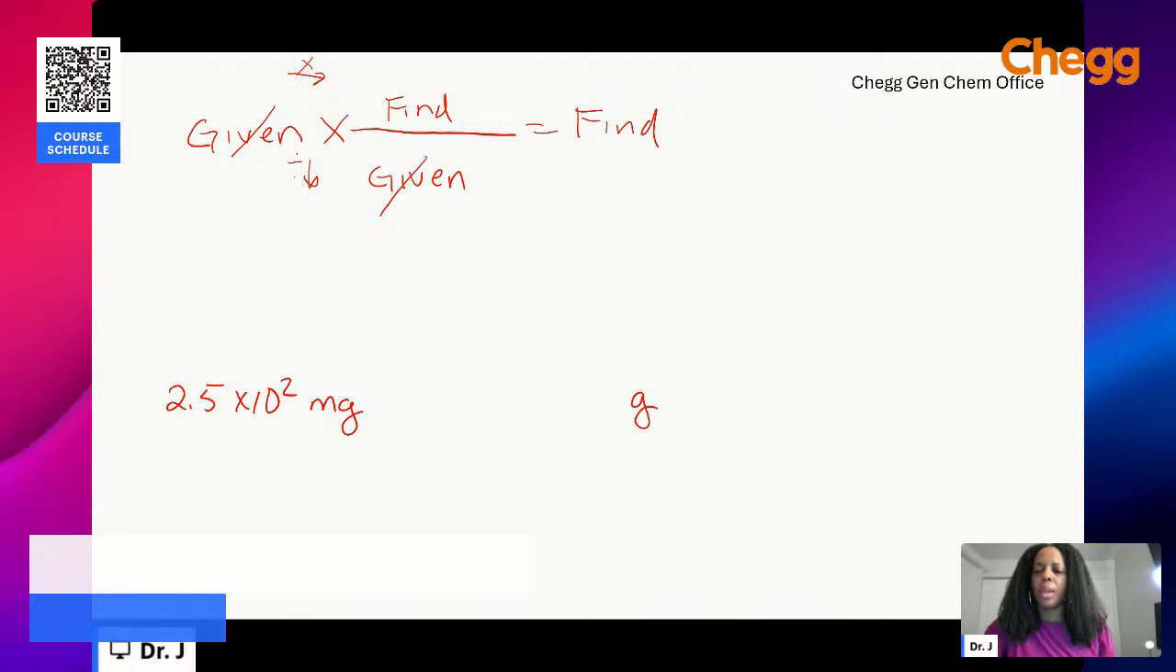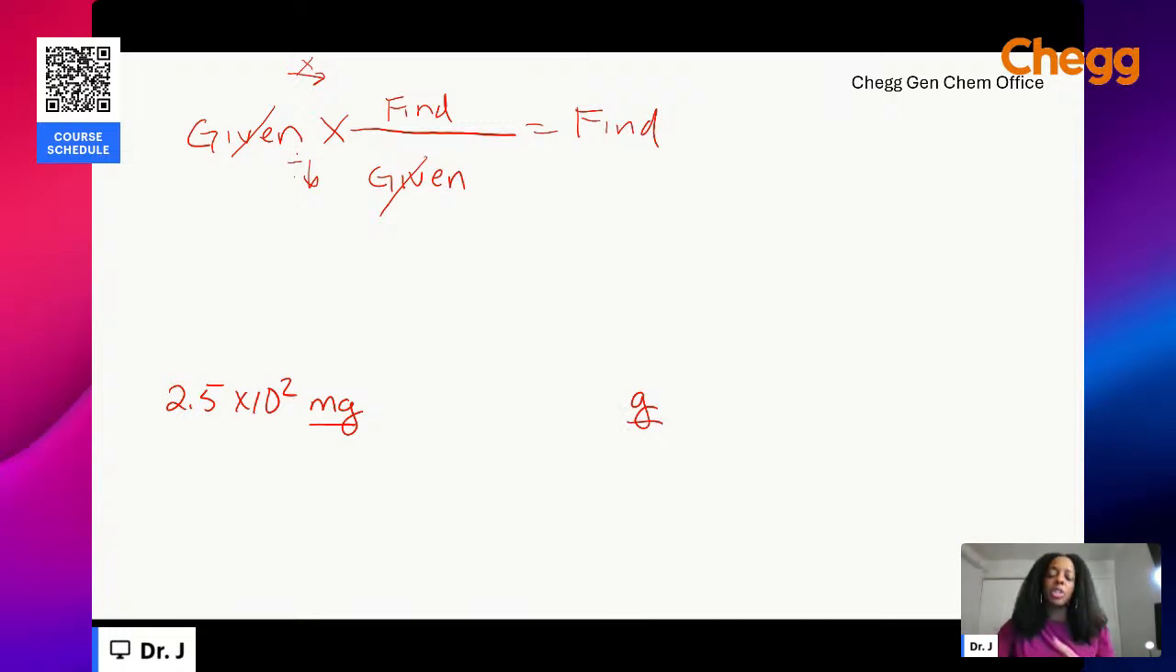Okay. So what you'll have to look at is, okay, whatever I'm given, this 2.5 times 10 to the second milligrams, and I want to find how many grams. So you should ask yourself, well, is this a one-step problem? Do I know how to go from milligrams to grams in one step? And you should say yes. We have a conversion factor that says 1 gram is equal to 1 times 10 to the third milligrams.